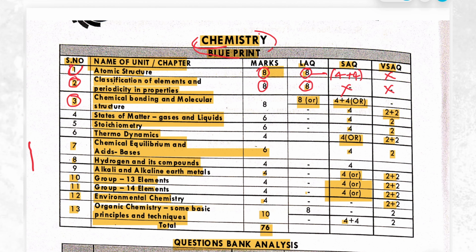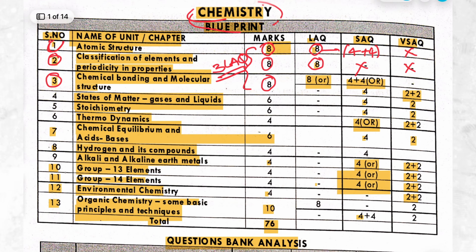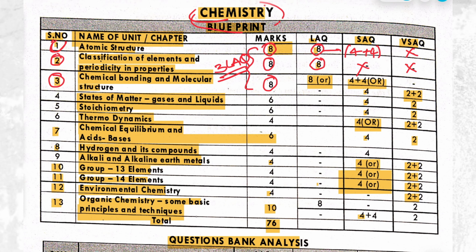Then we go to chemical bonding. In chemical bonding also we have one LAQ. So from these three topics, three LAQs will come compulsorily. Don't forget this. Three LAQs they will ask you. How many LAQs? Three LAQs. Clear? From these three topics, three LAQs will come.